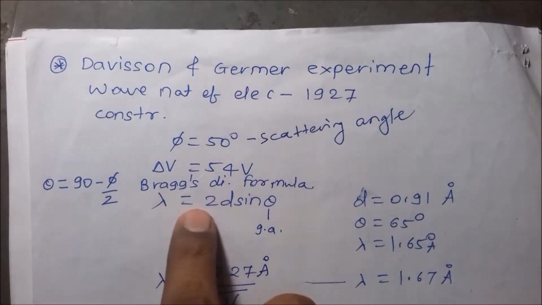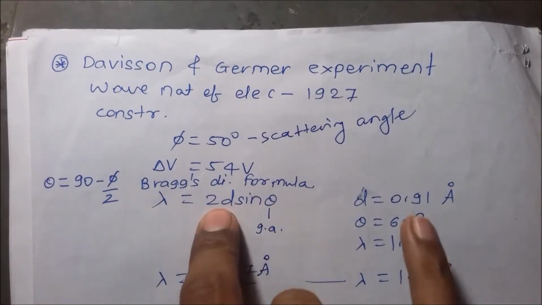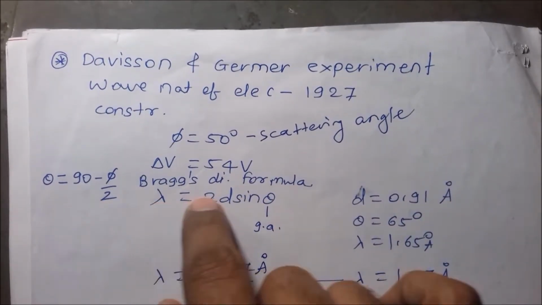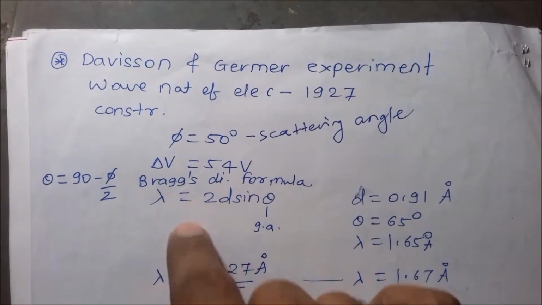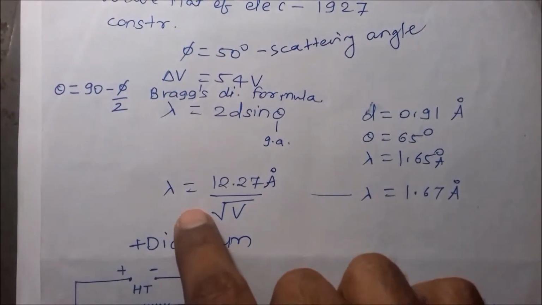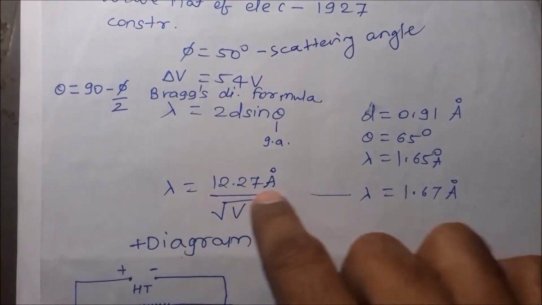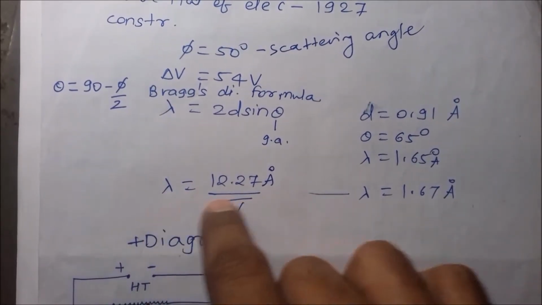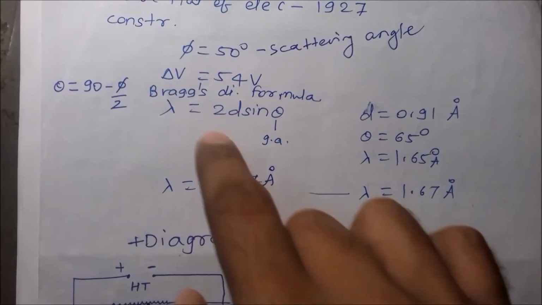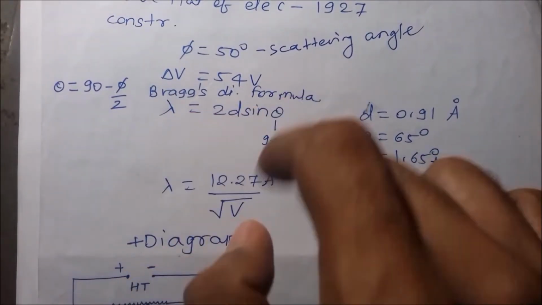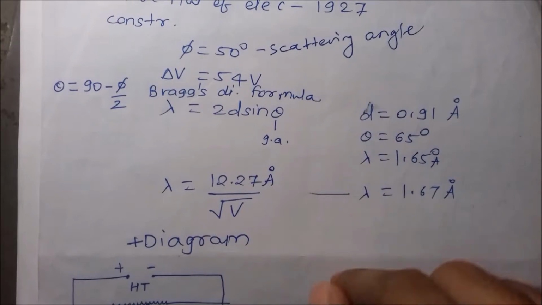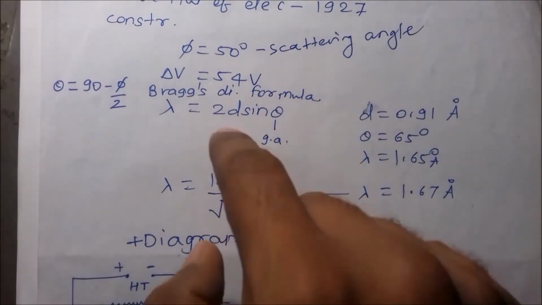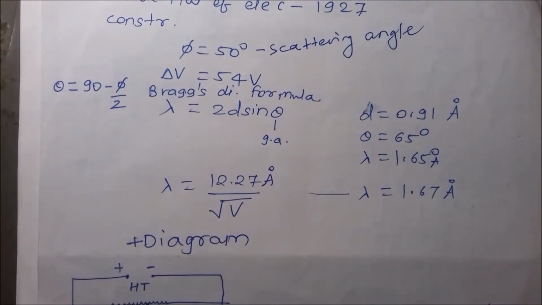Diffraction formula is this: lambda is equal to 2d sin theta, d is 0.91 angstrom, theta is glancing angle. This formula gives the lambda by diffraction formula, and this formula gives lambda by de Broglie formula. Both lambdas are approximately same, 1.65 from this, 1.67 from this. Both are equal, therefore electron has wave nature.